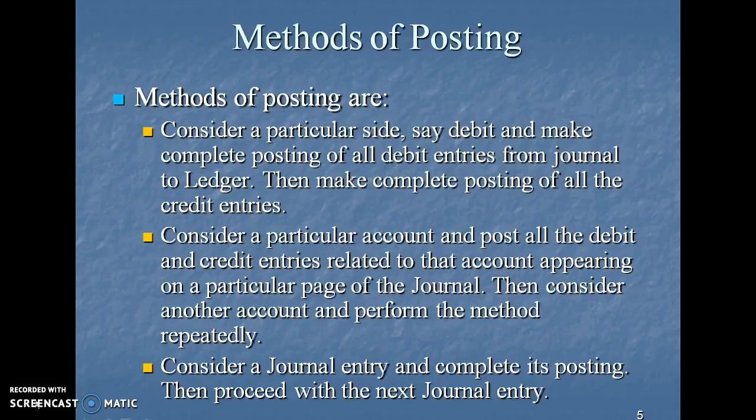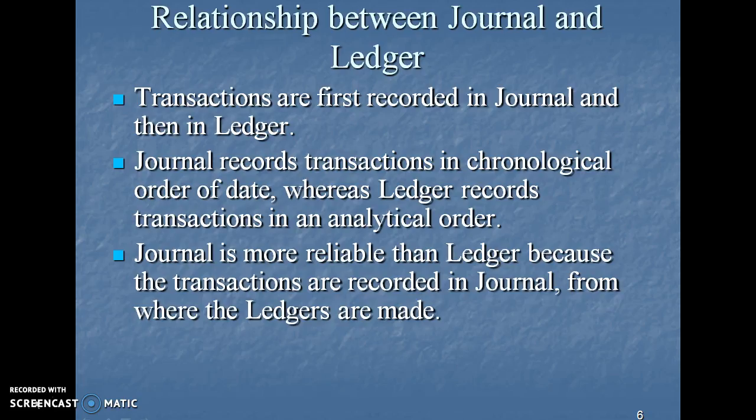Methods of posting. Methods of posting are: consider a particular side, say debit, and make complete posting of all debit entries from journal to ledger. Then make complete posting of all the credit entries. Or consider a particular account and post all the debit and credit entries related to that account appearing on a particular page of the journal. Then consider another account and perform the method repeatedly. Or consider a journal entry and complete its posting, then proceed with the next journal entry.